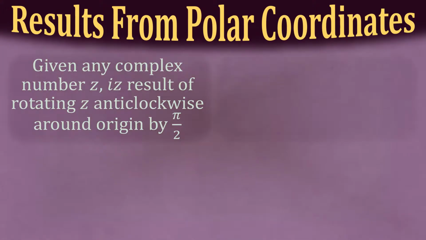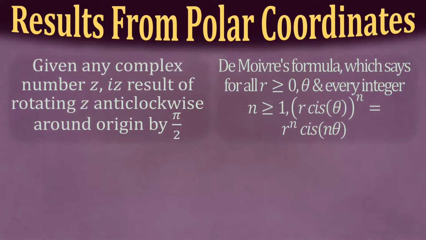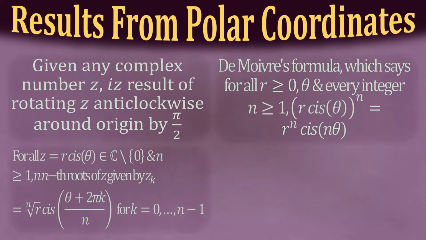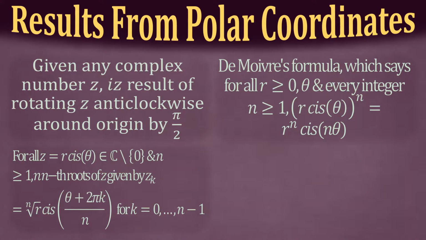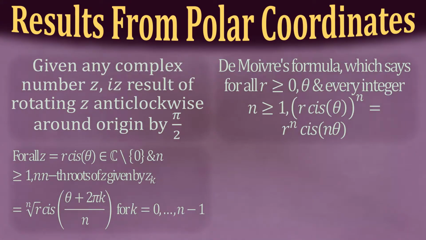radians. We also have de Moivre's formula, which says that for all r ≥ 0, θ, and every n ≥ 1, we have that (r cis θ)^n = r^n cis nθ. Also, we have that for all z = r cis θ in the complex numbers but not 0, and all integers n ≥ 1, the n nth roots of z are given by zk = the nth root of r times cis((θ + 2πk)/n) for k from 0 to n - 1.